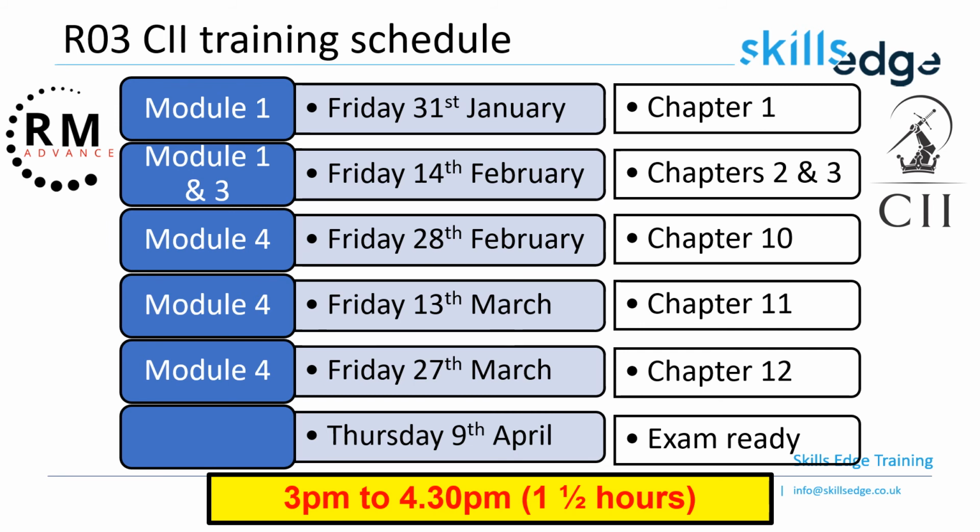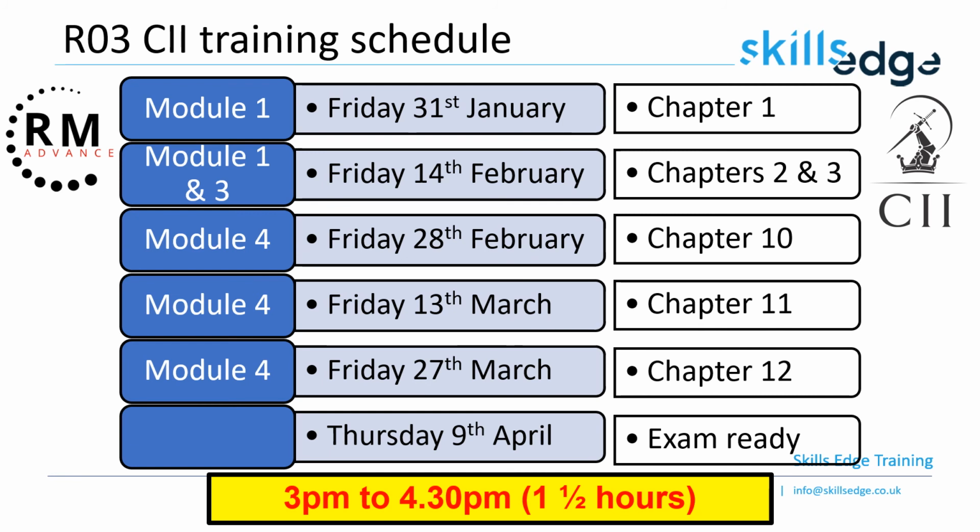Your first revision session is on Friday the 31st of January and will cover income tax, which is part of the Red Mill Advanced Module 1 and Chapter 1 of the CII study text. The second session is on Friday the 14th of February, that's Valentine's Day, and will cover capital gains tax and inheritance tax, which is part of the Red Mill Advanced Module 1 and 3. The corresponding CII study text is chapters 2 and 3.